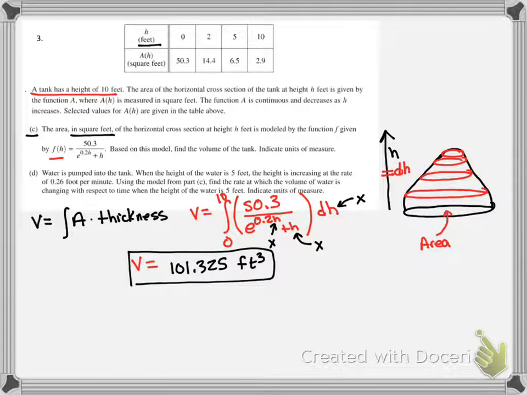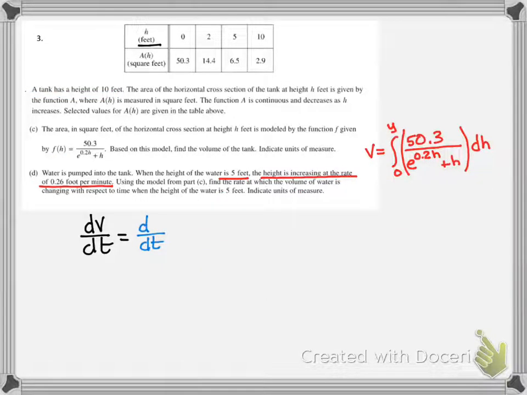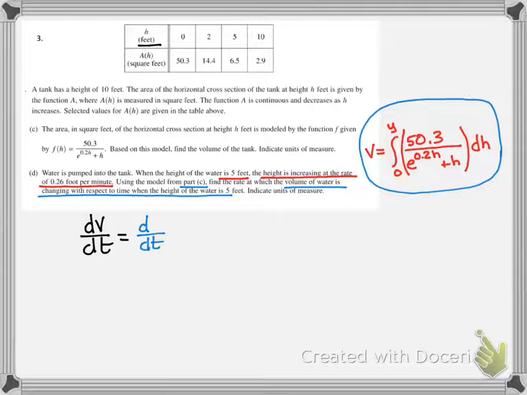Now take a read at part D. So as we think about part D, we are asked, using the model from part C, find the rate at which the volume of water is changing with respect to time when the height is 5 feet. Indicate units of measure. And so this was our model to calculate volume.